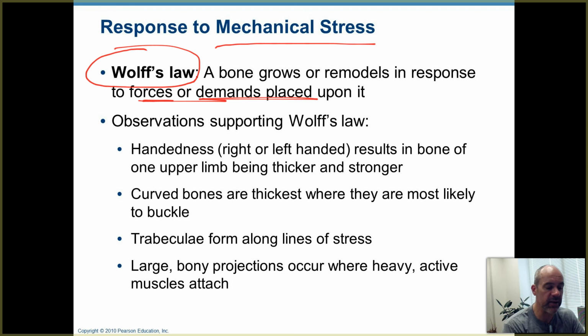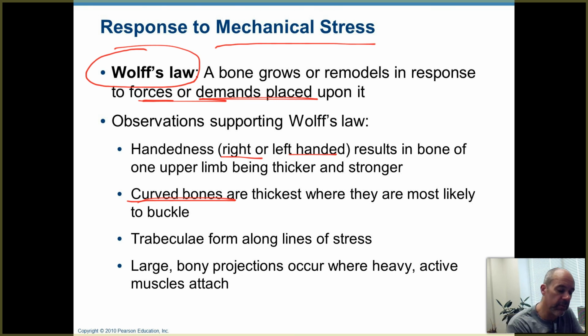And so what are some observations that support that? If you're right or left-handed, if you had x-rays taken of your right and your left arms, in all likelihood, if you're right-handed, the bones in your right arm are going to be a little bit thicker than the ones on the left. Any type of curved bone in the body tends to be thickest where they are most likely to buckle. So if you think about a bone bending, almost like a green stem, where that would tend to bend if a force was placed on it from the side, that's going to be the area of the bone that's going to achieve the most thick development.